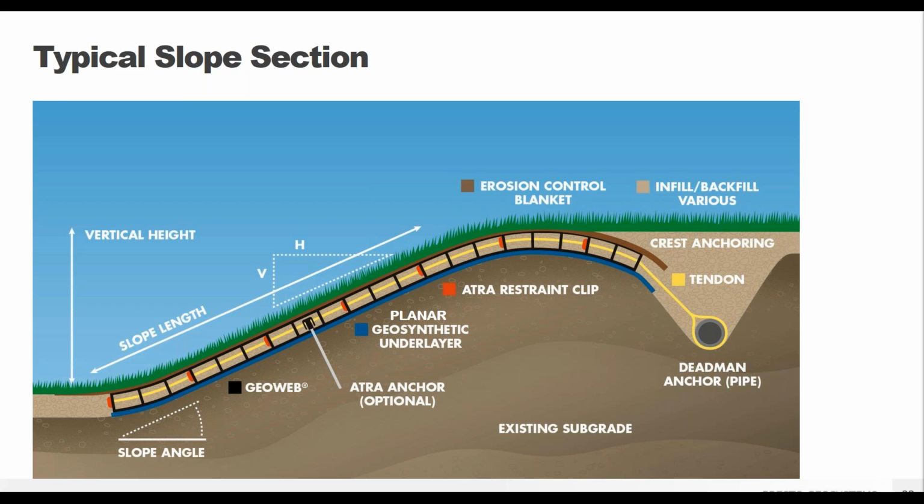And the thing that I kind of want to point out is on the right-hand side, it's labeled as the dead man anchor. And so this is really just one option, but you are going to need some sort of crest anchorage if you have a tendon system. You're going to need to tie those tendons to something at the crest of the slope to hold them in place. So this could be a dead man pipe buried in an anchor trench.